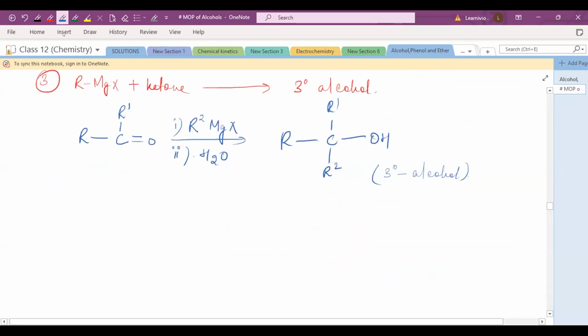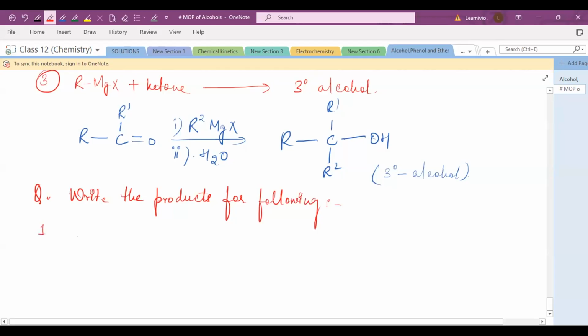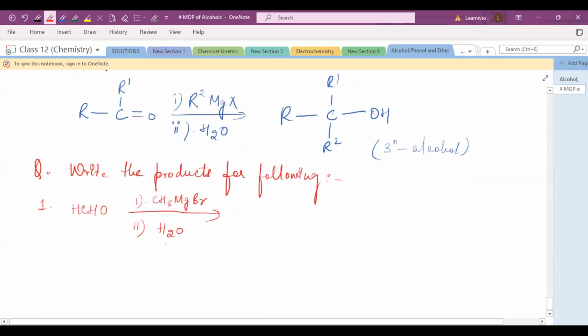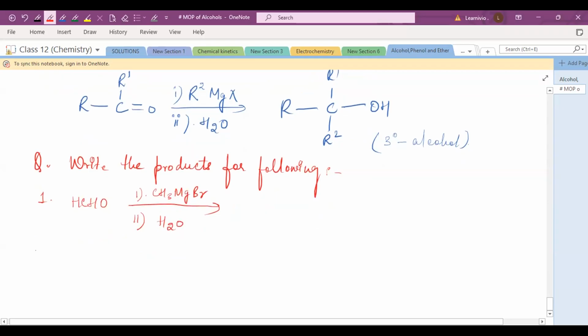Okay, let's do questions. So you have to write down the product of the following. Write the products for following. First one, HCH, formaldehyde, and the Grignard reagent, CH3MgBr. Okay, so just write down the product. Second question.